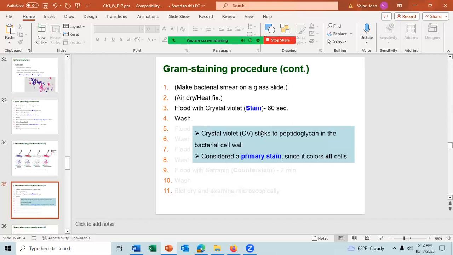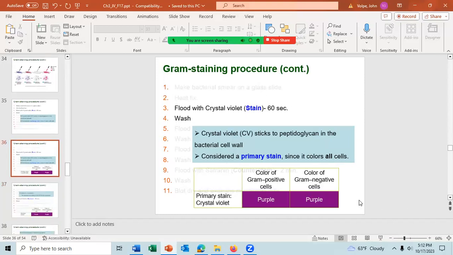Crystal violet sticks to the peptidoglycan in the bacterial cell wall. It's considered the primary stain since all cells will pick up the crystal violet's color. Any question about that? As I stated, you wash the slide, and after that step, the gram-positive cells will stain purple, and the gram-negative cells will stain purple.